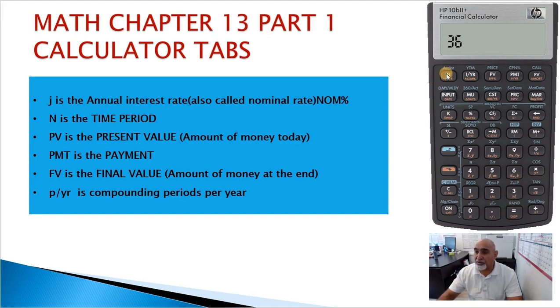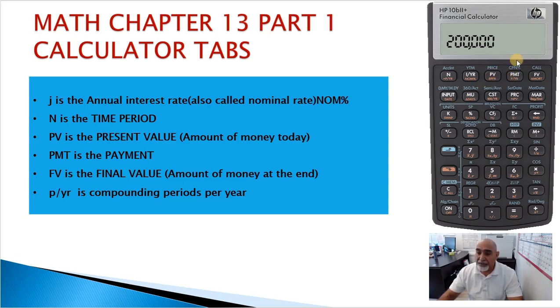PV is the amount of money that you have right now, or money that you're investing today. Let's say you're investing $350, then you say 350 goes in PV. Let's say you're going to save $2,000, or $200,000. That would go as a PV right there.